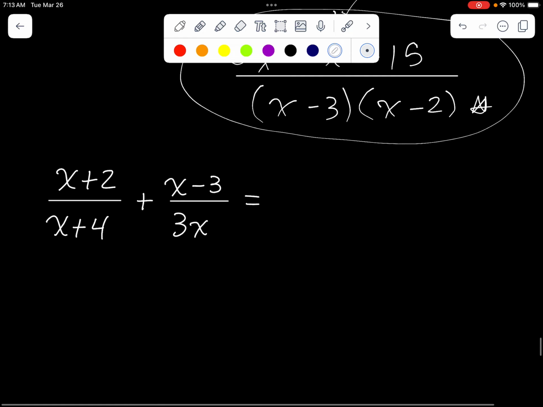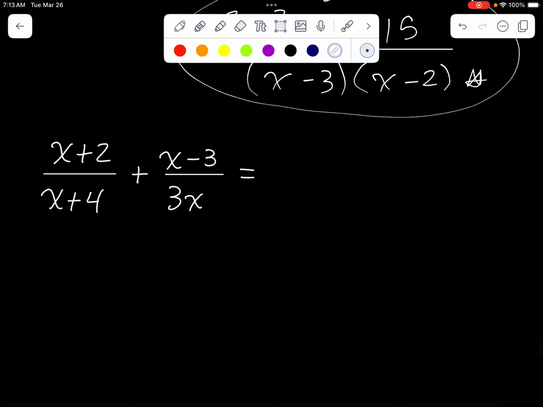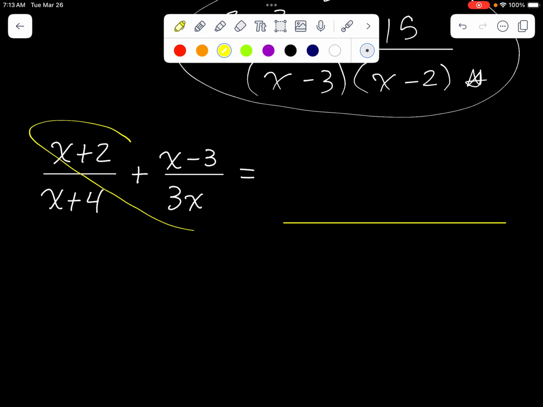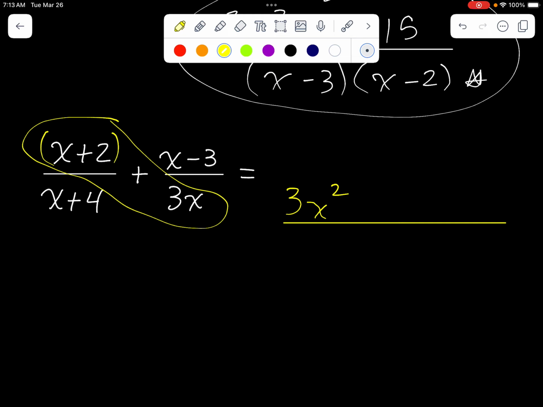Let's look at another example. Okay, the first thing I want to do is draw my fraction bar. We're going to cross multiply. It doesn't matter who you cross multiply first, or cross distribute. So we're going to multiply across here. 3x times x is 3x squared. 3x times positive 2 is positive 6x, so we add that.